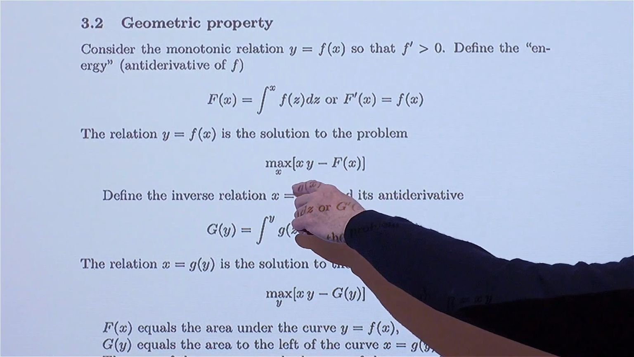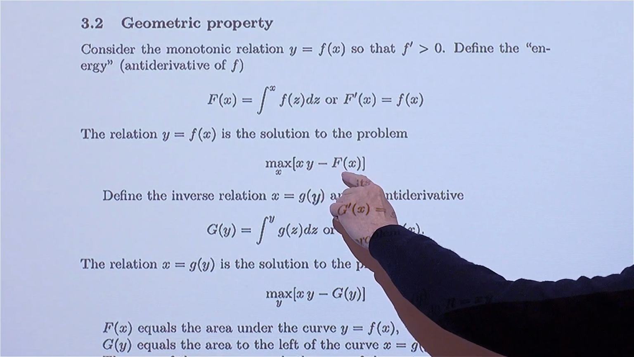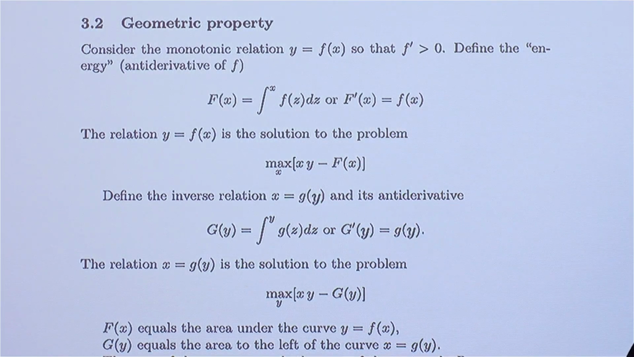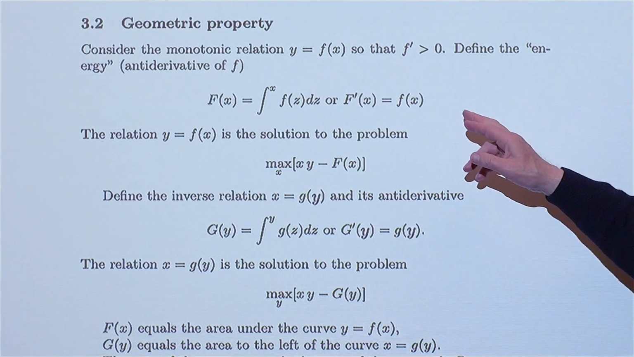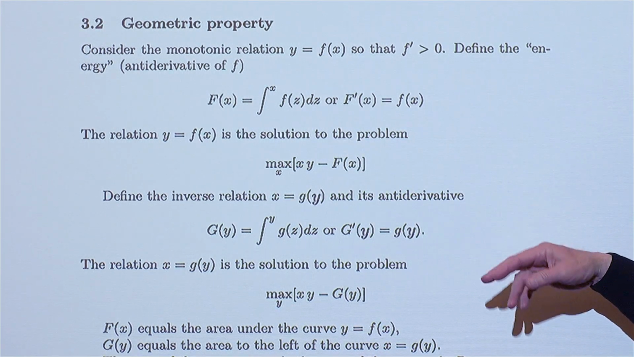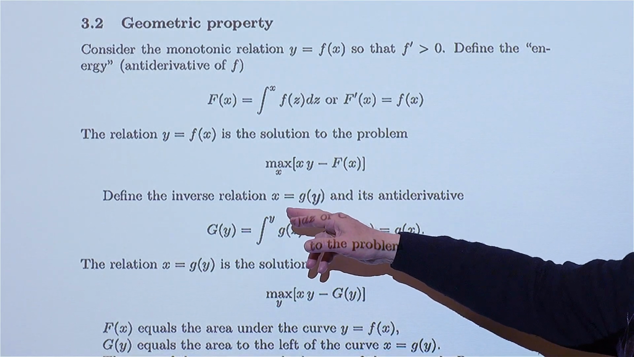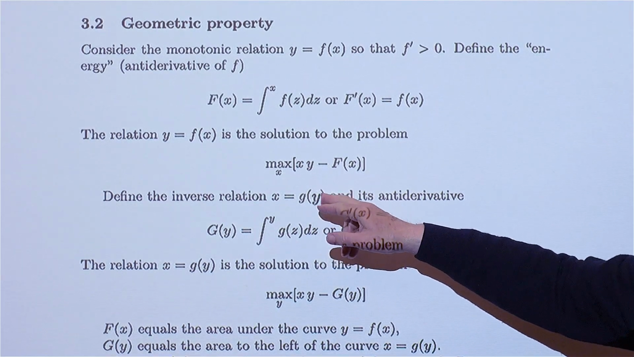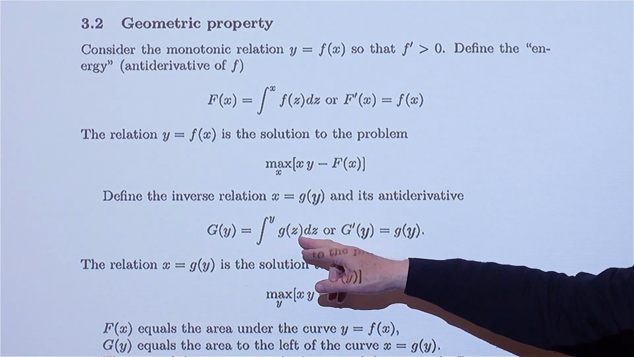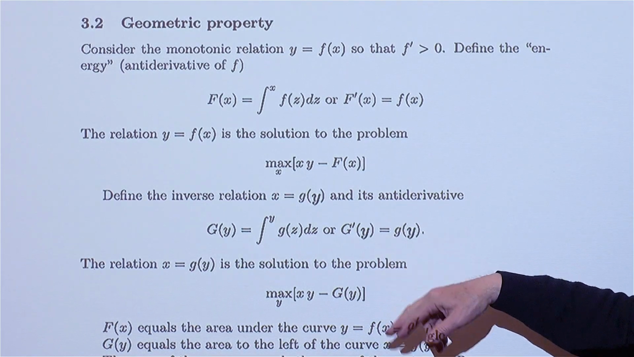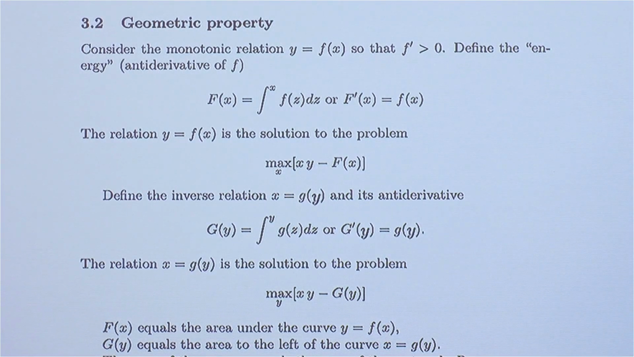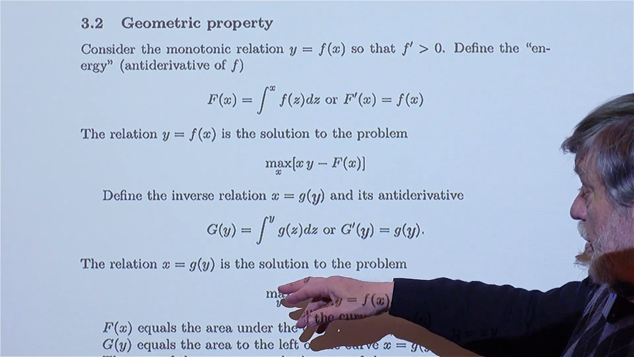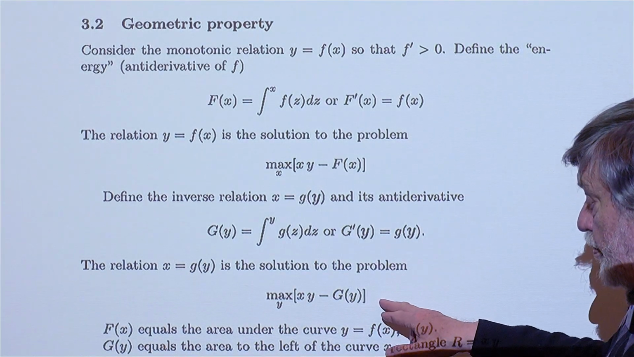Indeed, when we just differentiate with respect to x, we get y equal to the derivative of F, which is f lowercase. Then F is the antiderivative of that relation. Then we define the inverse relation, and we could invert this expression, and find x as a function of y, of course, and find its antiderivative. And then the inverse relation is a solution to that problem.